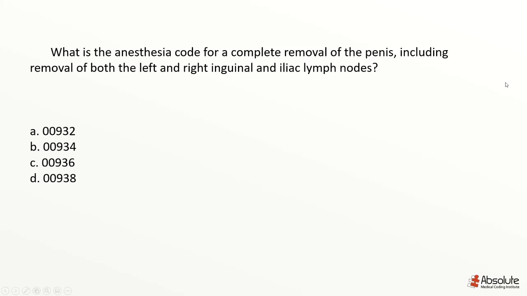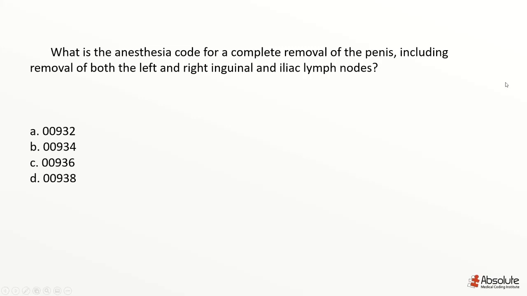Anytime I can quickly look at something and assess the situation, we're going to do it. So we are coding for the complete removal of the penis, including removal of both the left and right inguinal and iliac lymph nodes. This is saying anesthesia for procedures on the male genitalia, including open urethral procedures. So this is the general code language that we need. We need something a little more specific, so let's see what this code family has to offer.